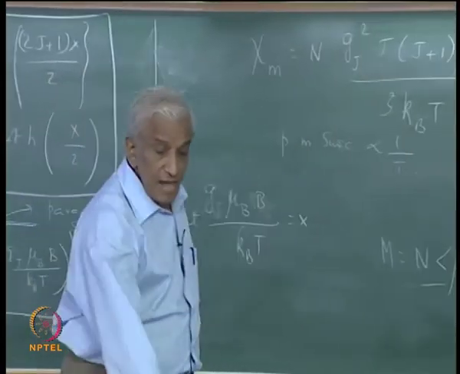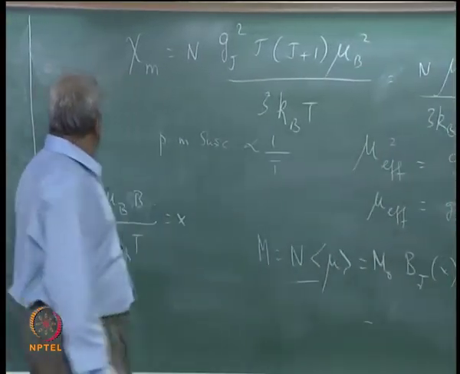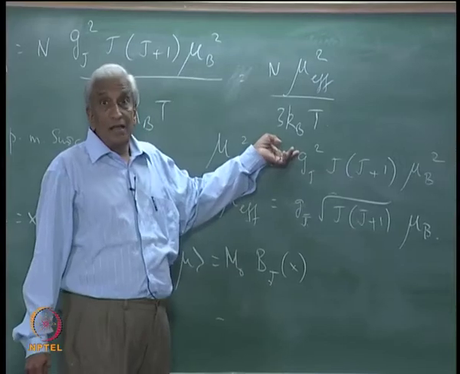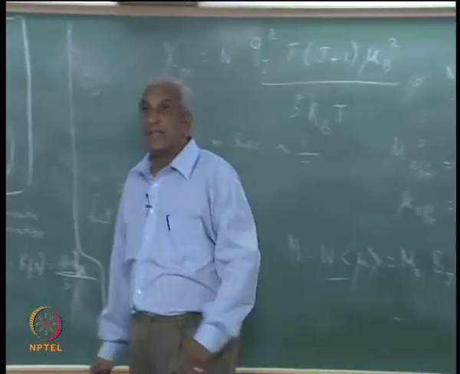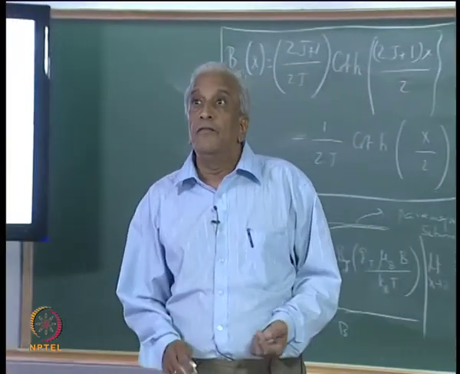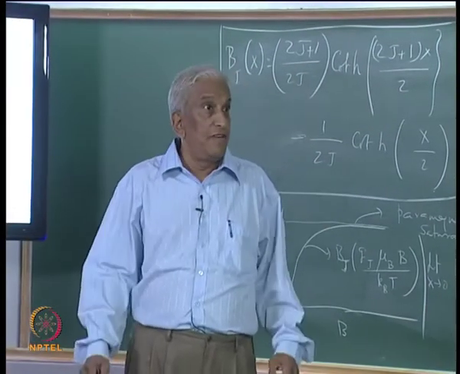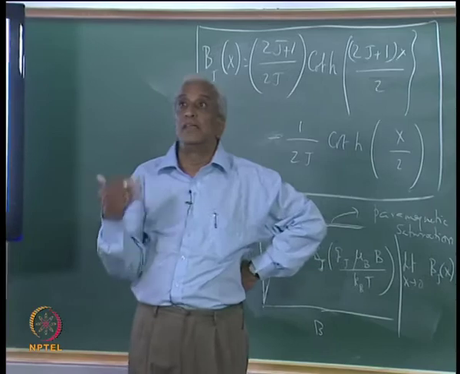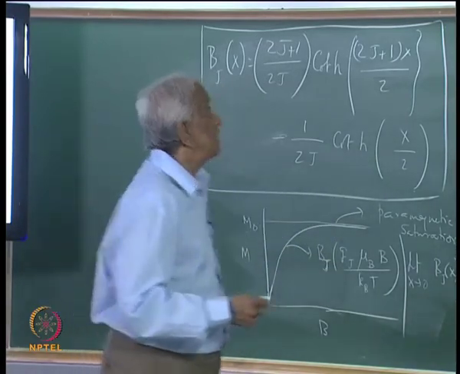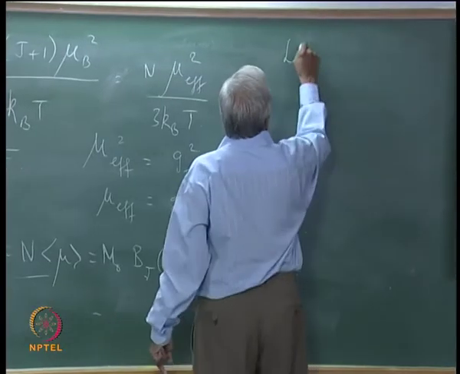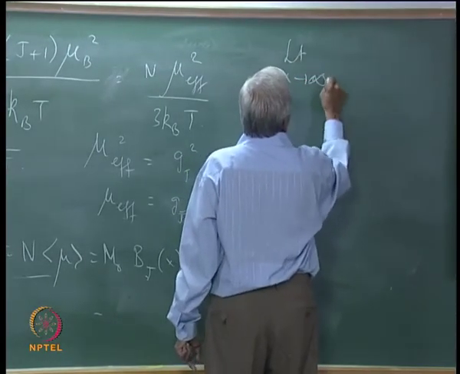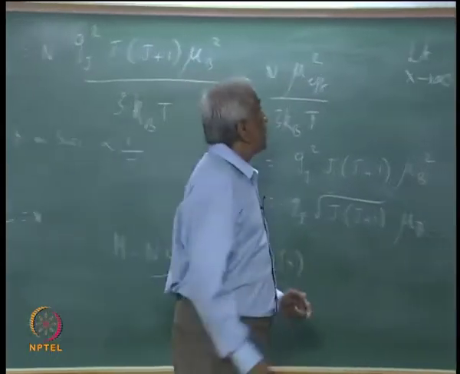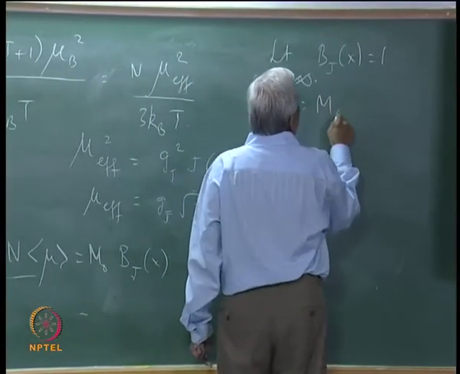In this form, this orientation susceptibility, the paramagnetic susceptibility, resembles the dielectric orientational susceptibility in the case of a polar molecule. For sufficiently high fields and or low temperatures, when the spin alignment in the field is complete, we can easily see that in the limit x tending to infinity, Bj of x is 1. So that m will become m naught, the saturation value.